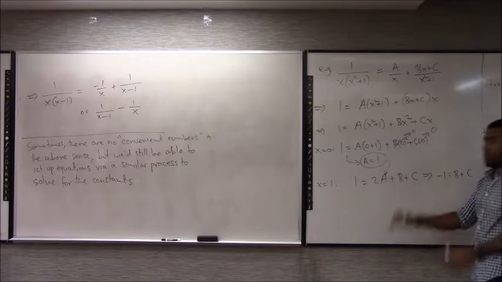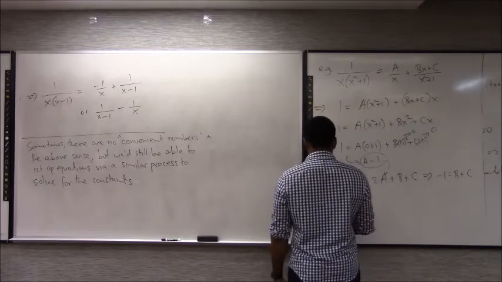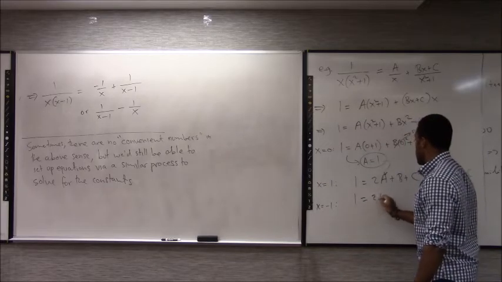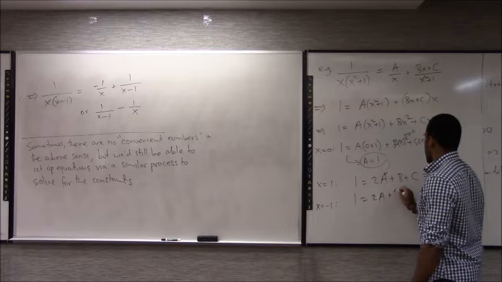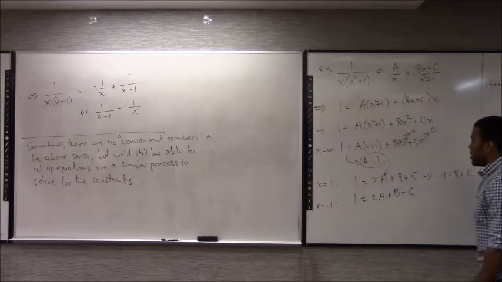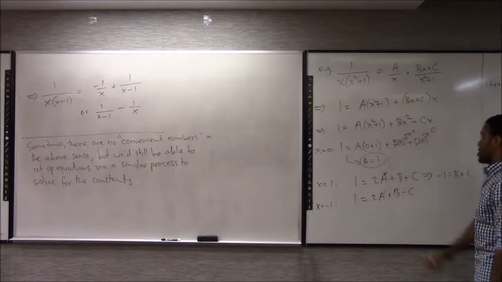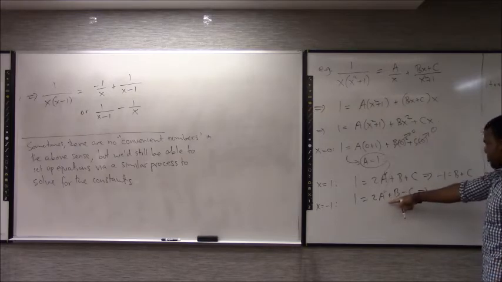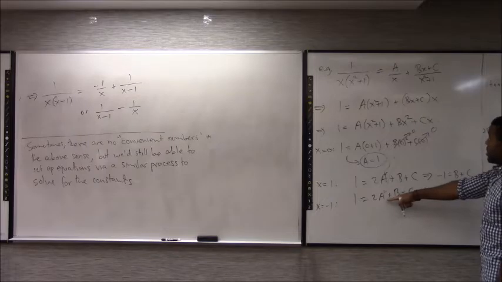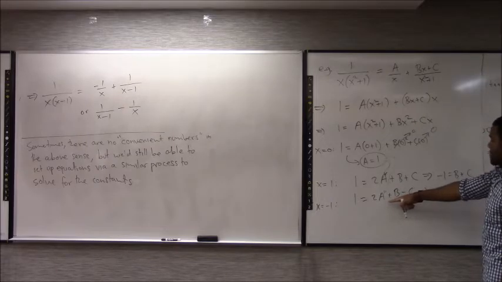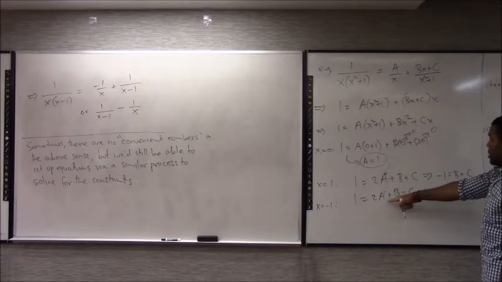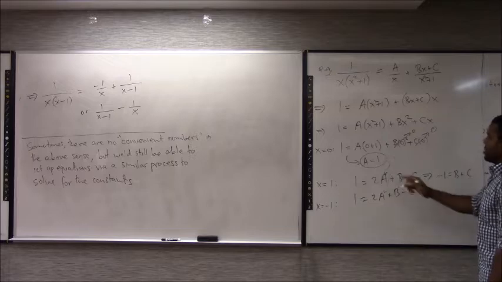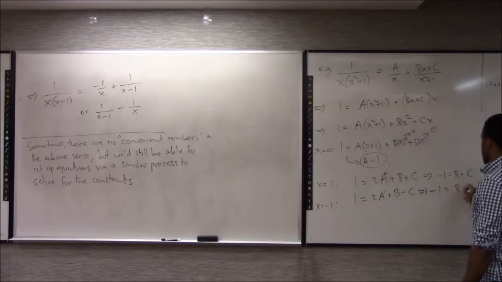Then I can plug in some other random number. Let's say x equals minus 1. And doing that, I would get 1 equals 2a plus b minus c. But again, I know what the a is. So if I plug in the 1 here for a, I get minus 1 equals b minus c.